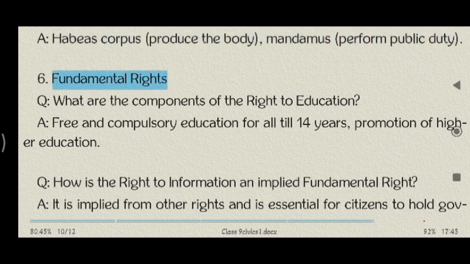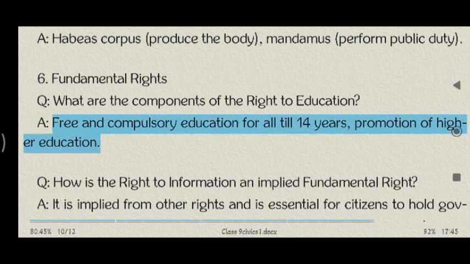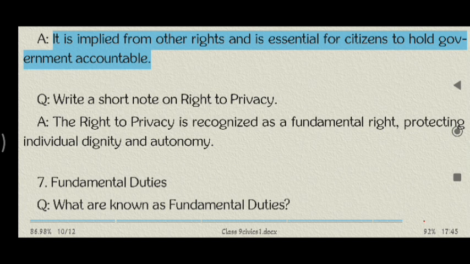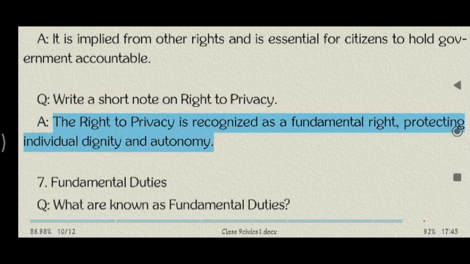6. Fundamental rights. Q. What are the components of the right to education? A. Free and compulsory education for all till 14 years, promotion of higher education. Q. How is the right to information an implied fundamental right? A. It is implied from other rights and is essential for citizens to hold government accountable. Q. Write a short note on right to privacy. A. The right to privacy is recognized as a fundamental right, protecting individual dignity and autonomy.